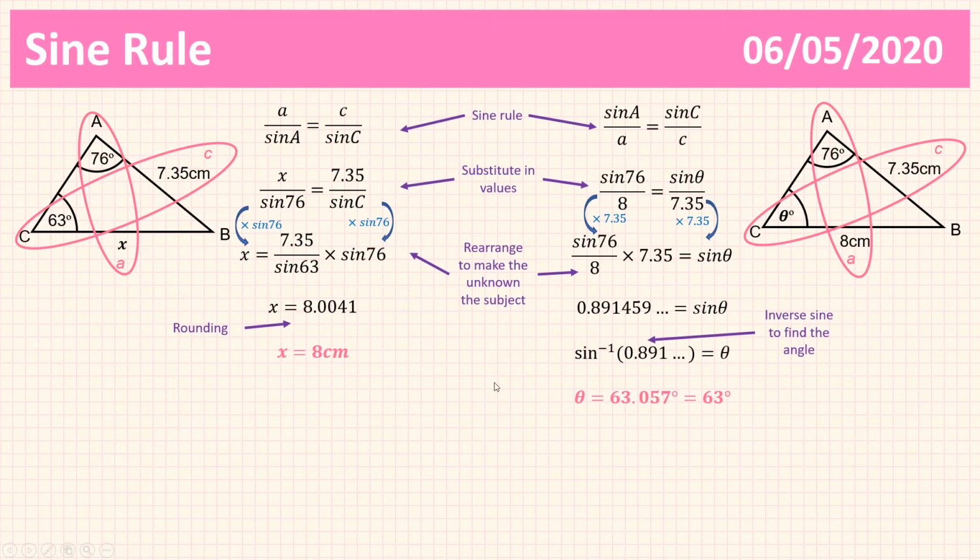What we can notice is this one thing. When we were looking for a missing side, we had the side as the numerator of the sine rule. When we were looking for a missing angle, we had the angle as the numerator for the sine rule. Now you may be asking, so why do we need to do that? Well, that's a fantastic question, and we're going to look at that now.